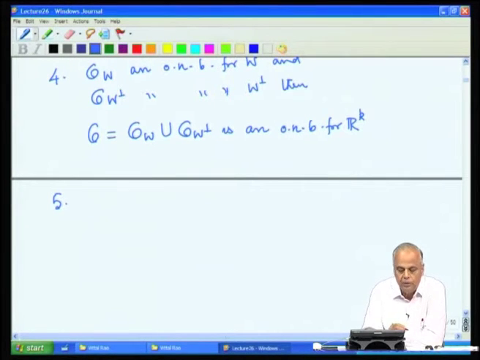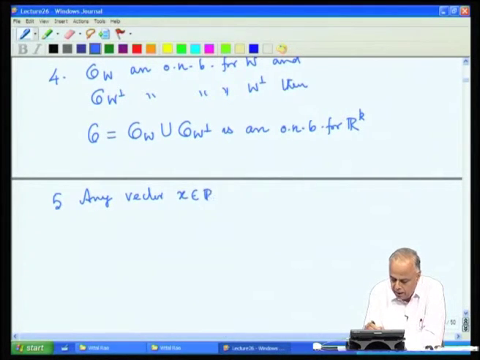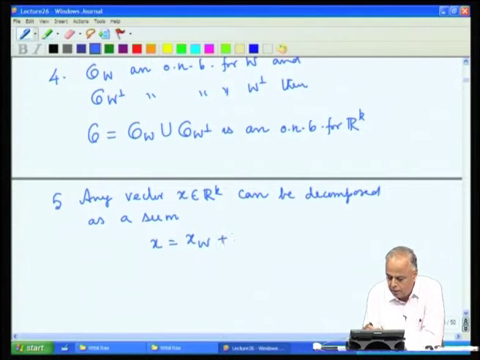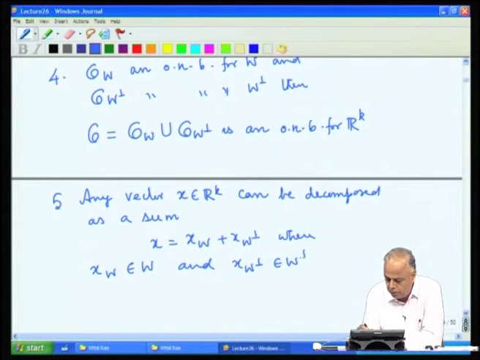We further observed using these facts that any vector x in R k can be decomposed as the sum of two vectors, x W plus x W perp, where x W belongs to W and x W perp belongs to W perp, and this decomposition is unique.